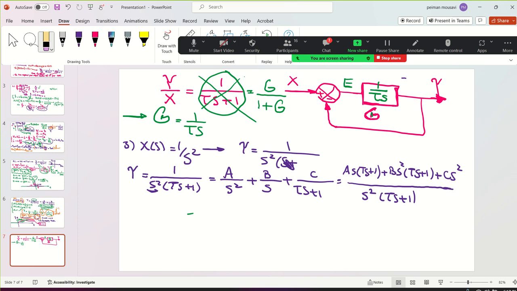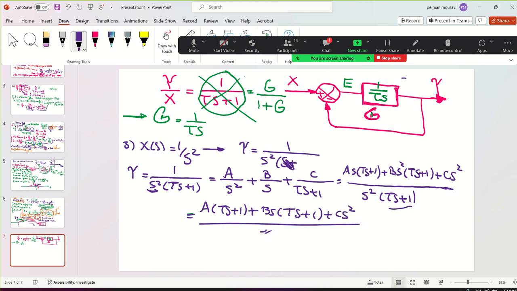Sorry guys, this must be... oh, I cannot delete this. This is A multiplied by that. Guys, please delete this s from here. We don't have this s here, and here we have one s. Let me write it here because I cannot fix it now. It's gonna be A (tau s plus 1) plus B s (tau s plus 1) plus C s squared. The same here.